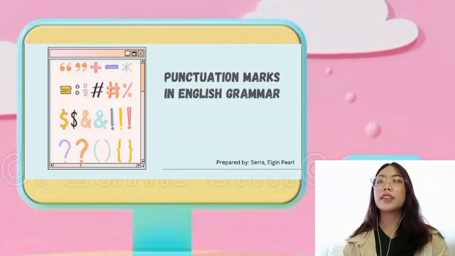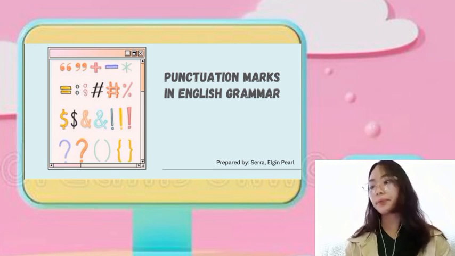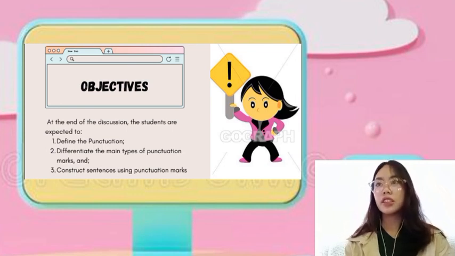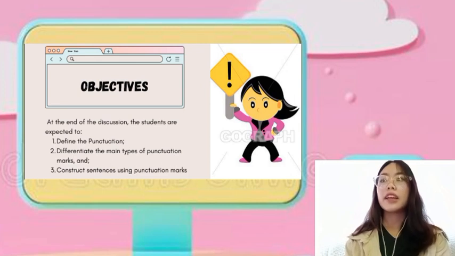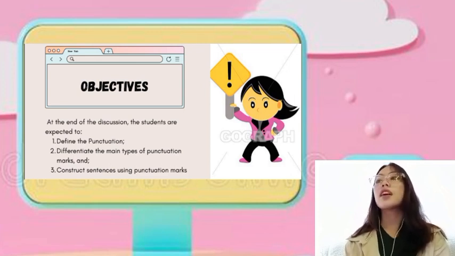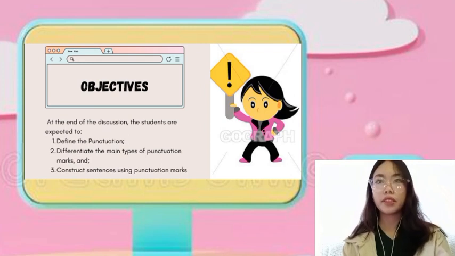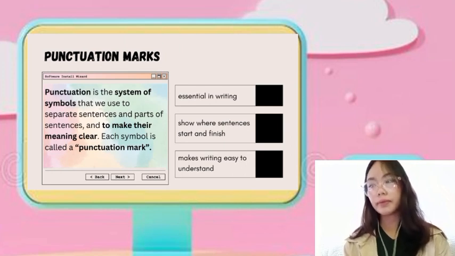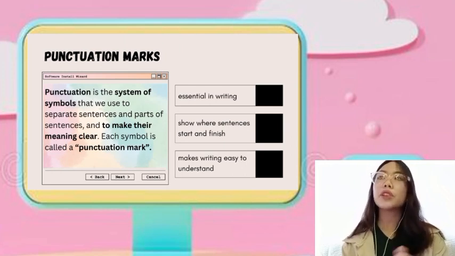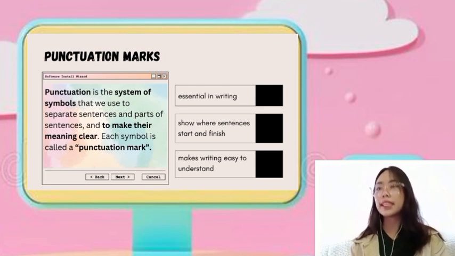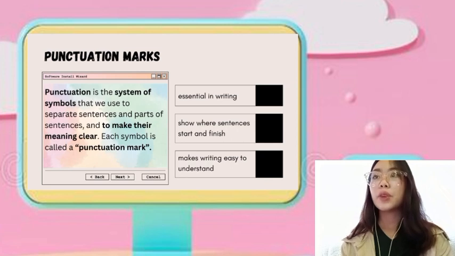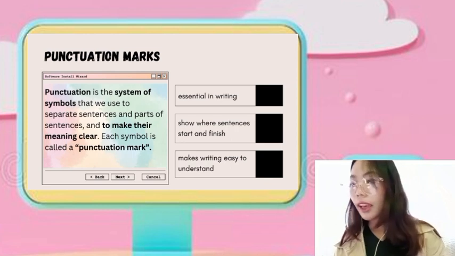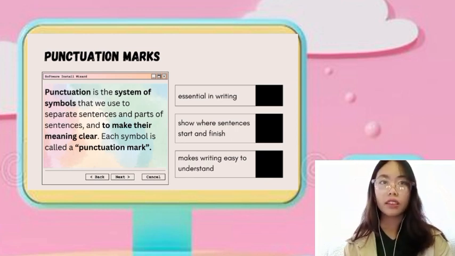Our lesson for today is all about punctuation marks in English grammar. Our objectives. At the end of the discussion, the students are expected to define punctuation, differentiate the main types of punctuation marks, and construct sentences using punctuation marks. What is punctuation? Punctuation is the system of symbols that we use to separate sentences and parts of sentences and to make their meaning clear, just like our example earlier. And each symbol is called a punctuation mark.